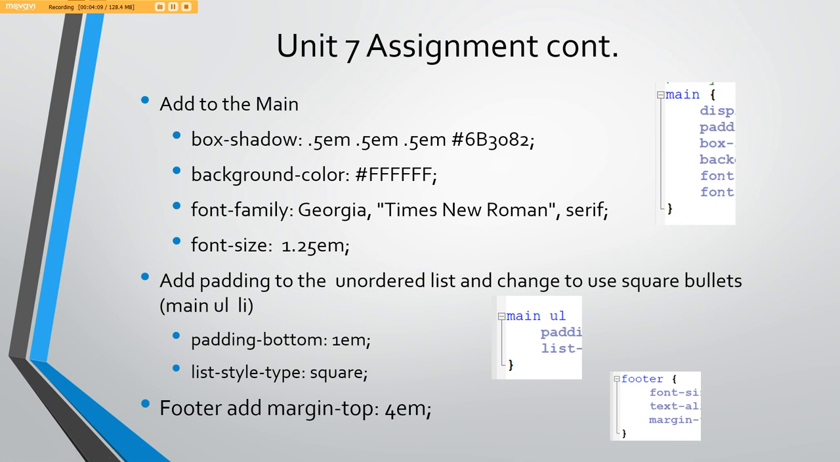So the Unit 7 assignment continues. You're going to add to the main, and this is in the style sheet. You're going to add a box shadow, a background color, a font family, and a font size. And then you're going to add padding to the unordered list and change to use square bullets.